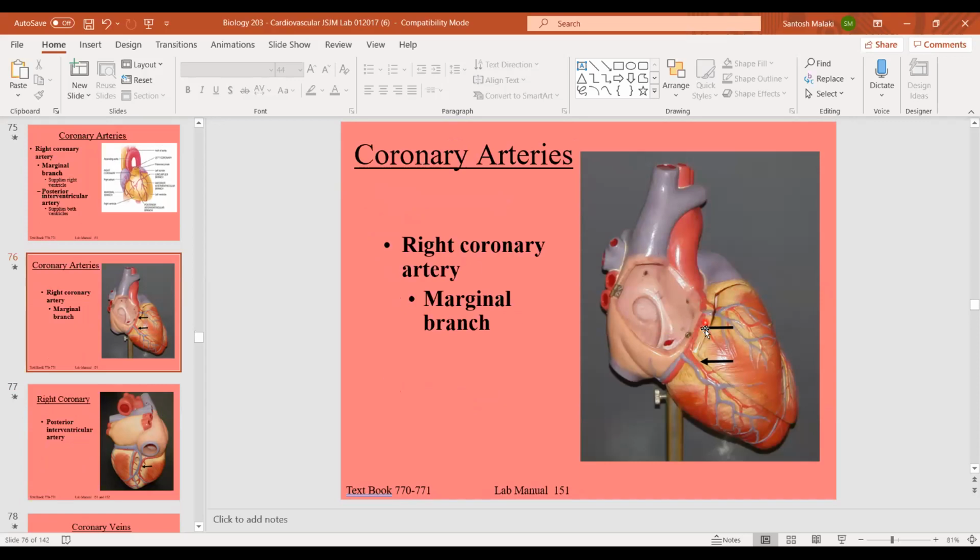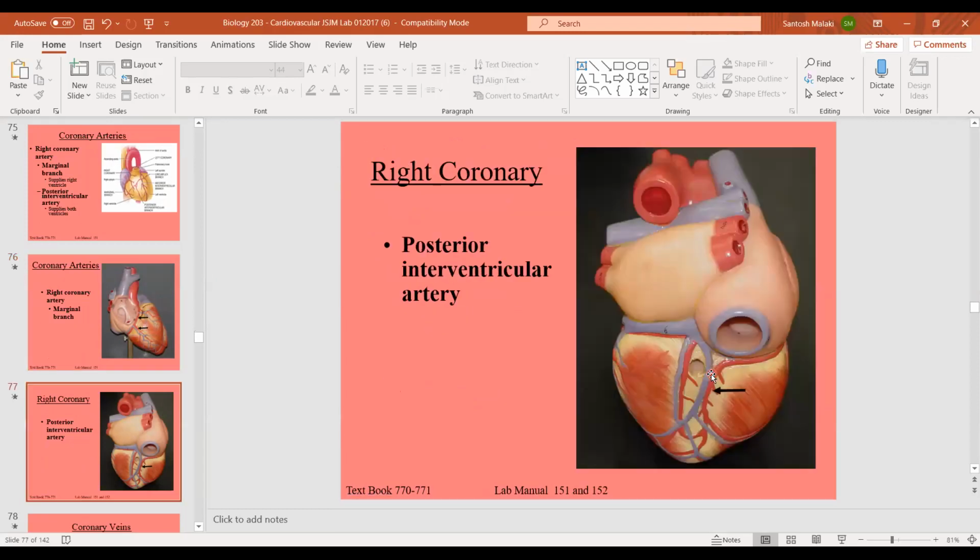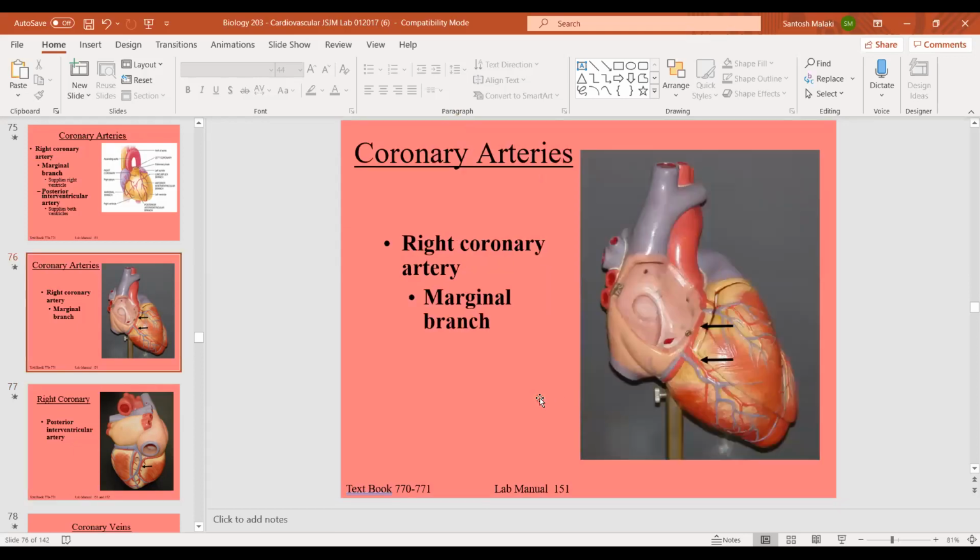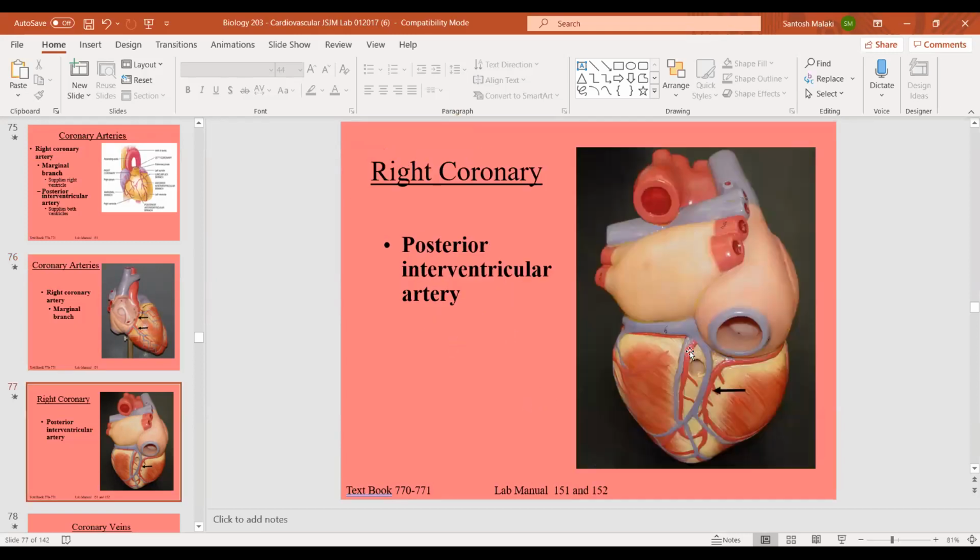As you can see here, this is the posterior view of the heart, and it goes to the back. This is your right coronary, this is your right ventricle, and after giving off the marginal branches, it gives the posterior interventricular artery. So it comes from the front, turns around, goes to the back, and gives rise to the posterior interventricular artery. So the right coronary has two branches: the anterior branch found on the surface of the right ventricle, known as marginal branches, and it goes to the back and becomes the posterior interventricular artery.